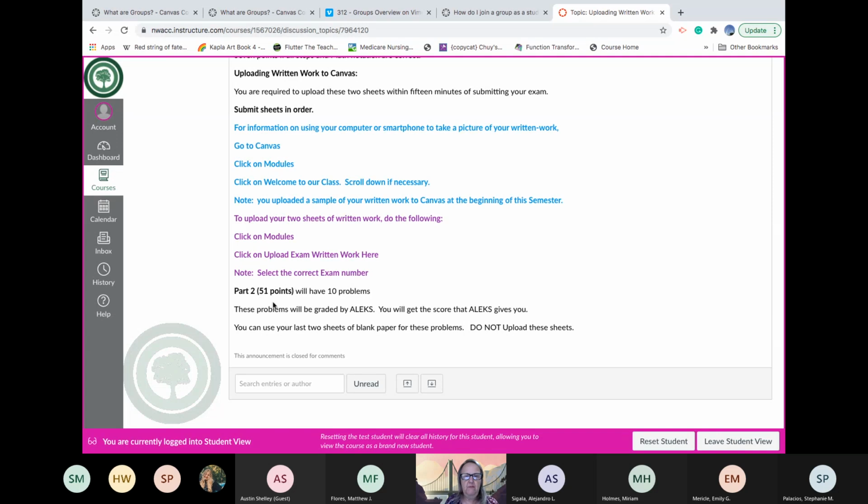Part 2, 51 points, will have 10 problems. These problems will be graded by Alex. You will get the score that Alex gives you. You can use your last 2 sheets of blank paper for these problems. Do not upload these sheets. So for those last 10 problems, those last 2 sheets of paper are your scratch paper for those 10 problems. Any questions on this announcement?